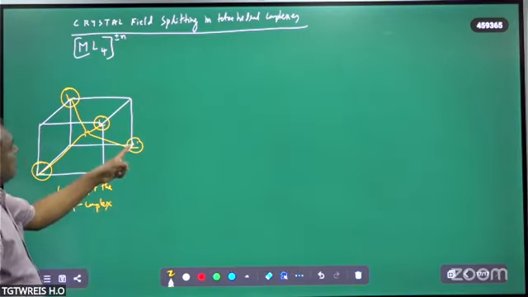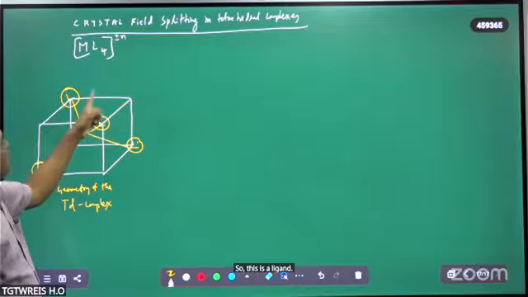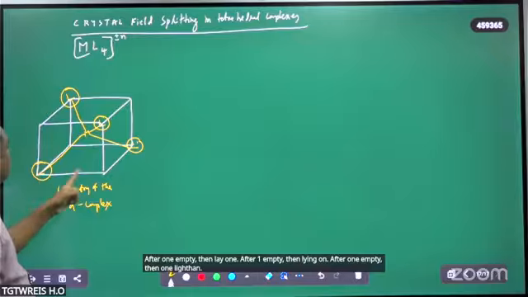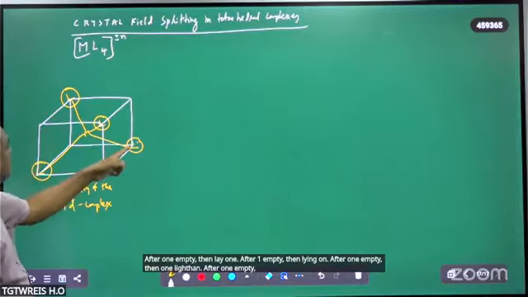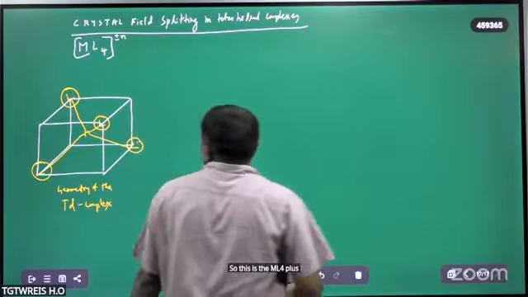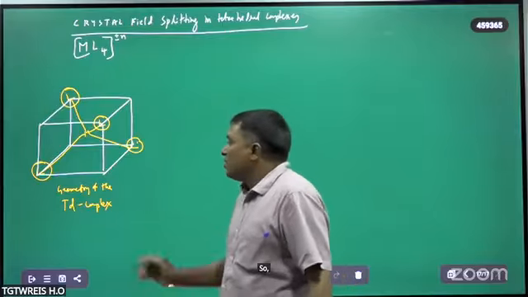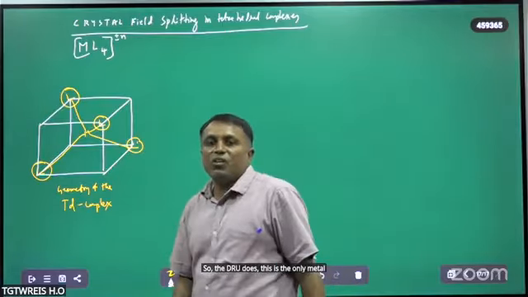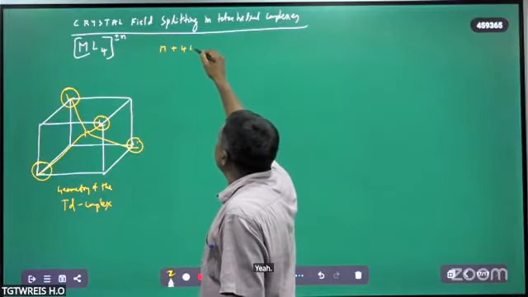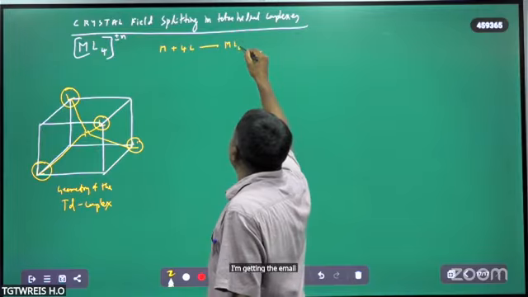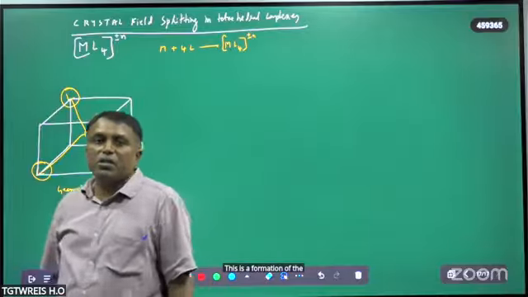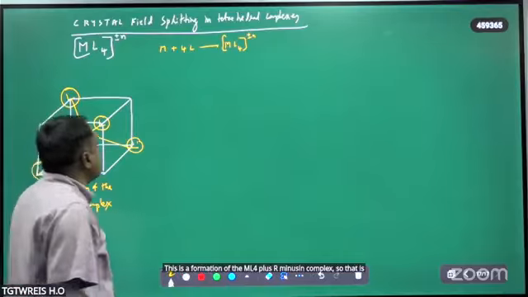So this is the ligand. After one empty position, then one ligand, after one empty, one ligand, and so on. This is ML4 plus or minus n. The metal connects with the 4 ligands. Actually, M plus 4 ligands gives ML4. This is the formation of the ML4 plus or minus complex, that is the tetrahedral complex.